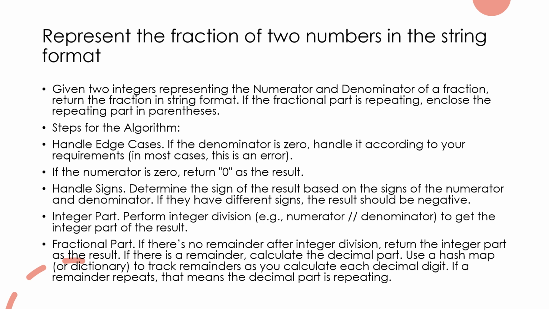Use a hash map, or dictionary, to track remainders as you calculate each decimal digit. If a remainder repeats, that means the decimal part is repeating. Use the position where you first saw the remainder to identify the start of the repeating sequence. Format the result. Construct the final result string with parentheses around any repeating part.